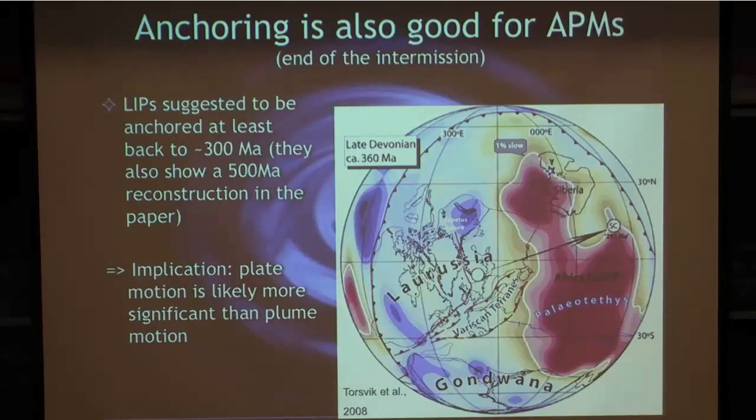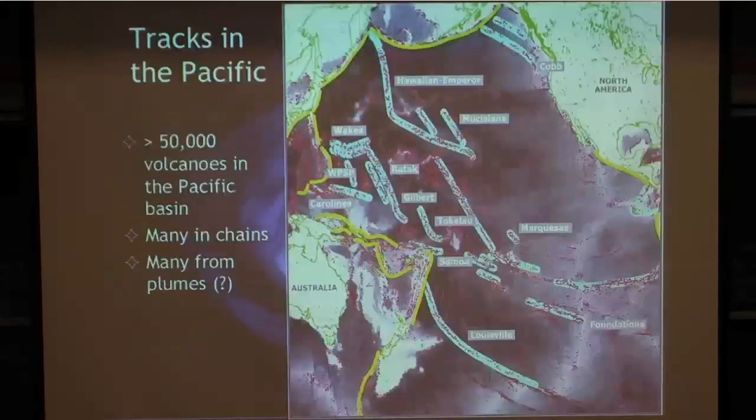I have a really basic question going back to your first slide. You showed a whole bunch of other linear tracks, or not tracks, but linear features in the ocean. How do you know those aren't hotspot tracks? Do they not age progress? Is it other features? Are there other better explanations?